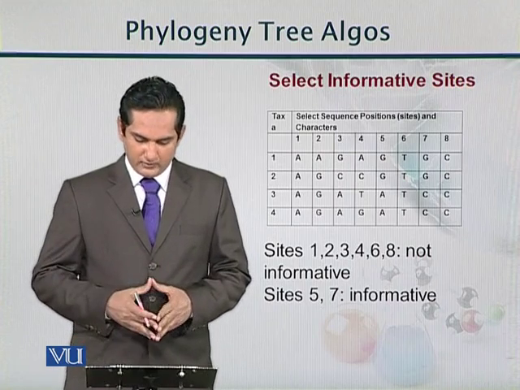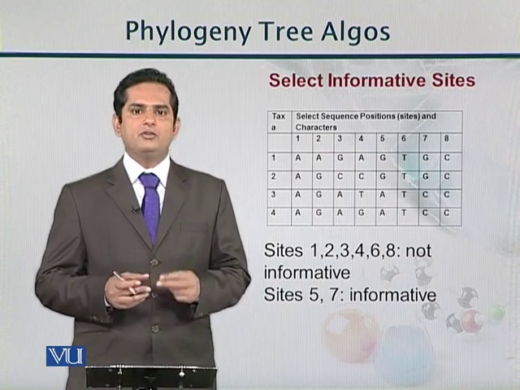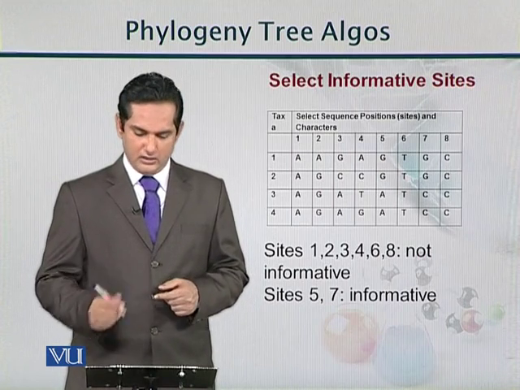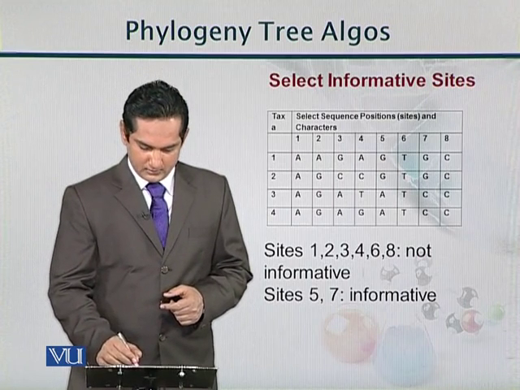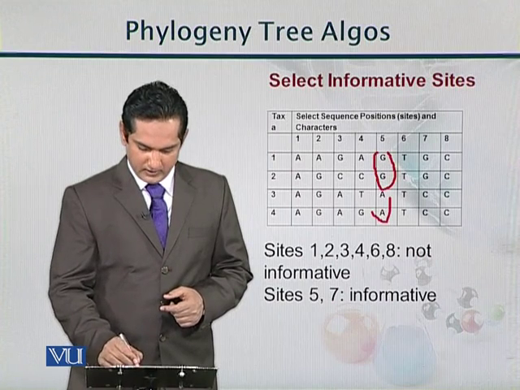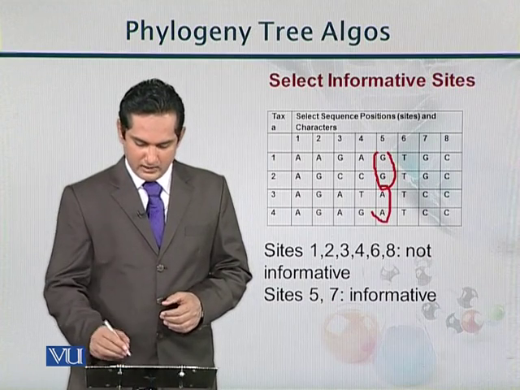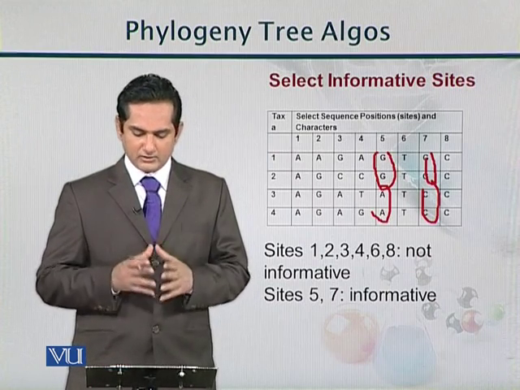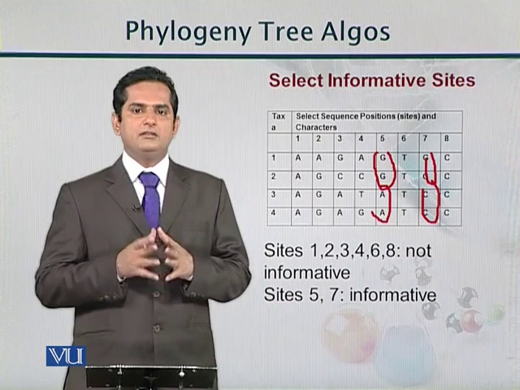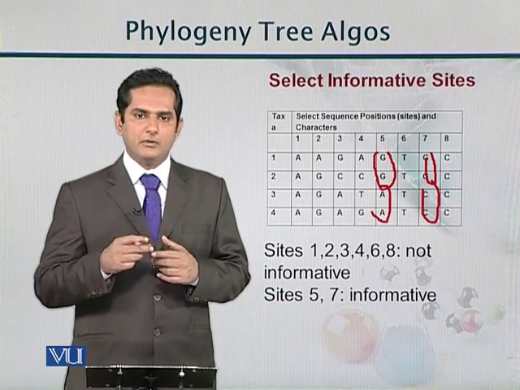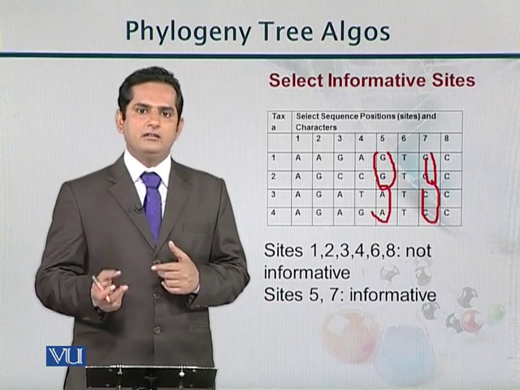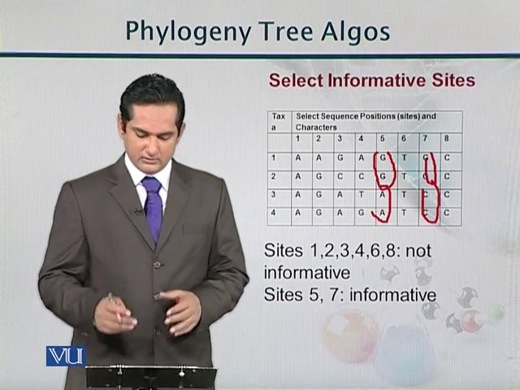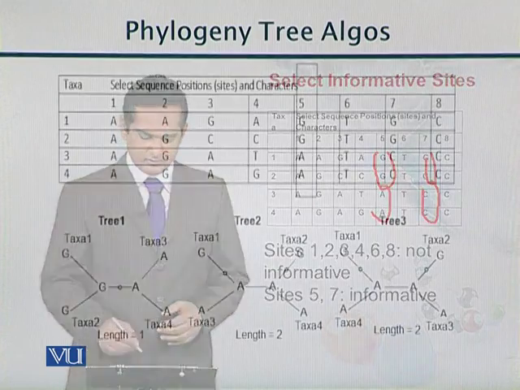If I look at the 5th one, we will see that there are two characters which are repeated, G and A, which have two occurrences each here. And in the 7th one again, we have two G's and two C's. So for a site to be informative, it is necessary that it should have a minimum frequency of 2, and it should be repeated in the same column. So here I have chosen these informative sites as 5 and 7.